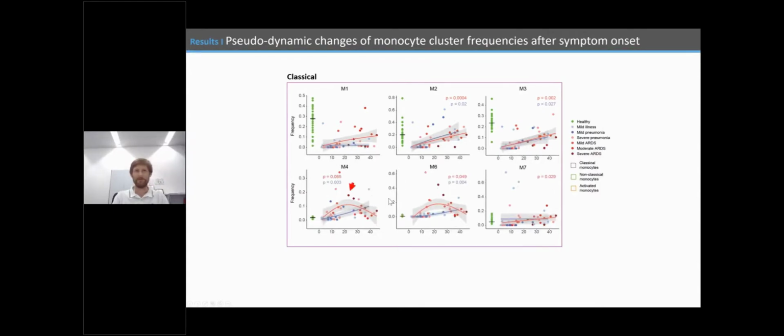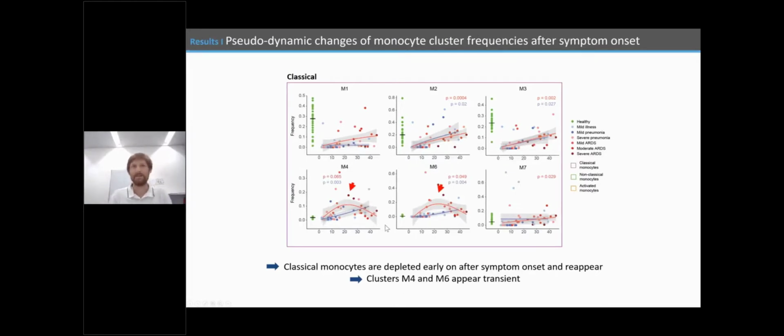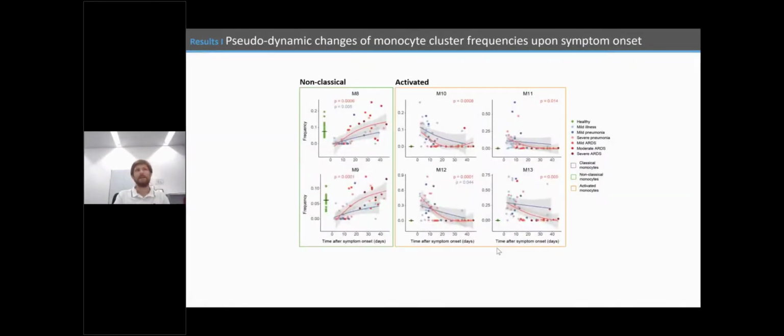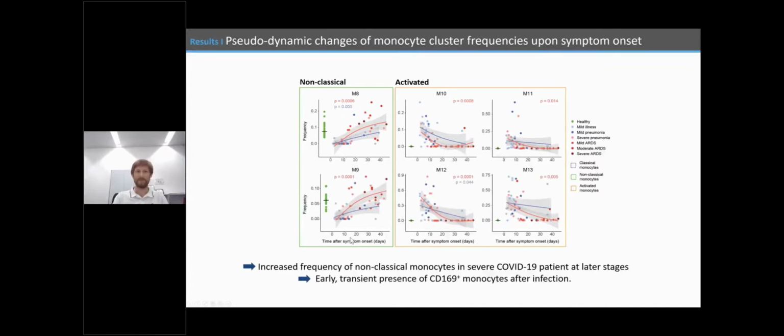These groups M4 and M6, they actually appear to be transient, that there's an increase in the frequency over time, and then also they decrease again over time. And then for this M7, there was only a very weak relationship found over time. When we then looked at the non-classical monocytes and the activated monocytes, we could also see here a very strong relationship in their frequency with time after symptom onset.